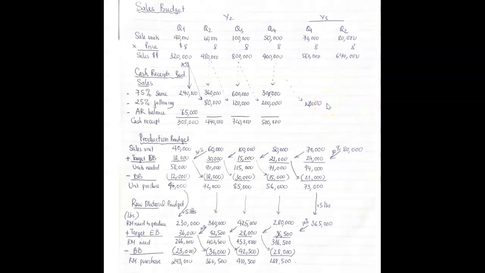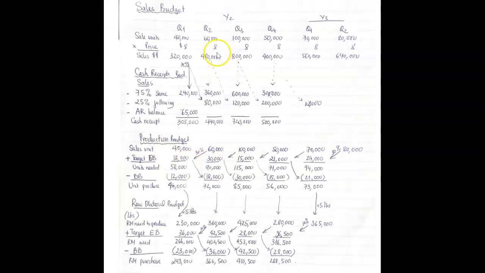Okay, this is Chica Company, and you have all the assumptions in your materials. I'm just going to look at the solution for it here. What's nice about this company is that it has a sales budget, then cash receipts, then your production to support your sales, and then the raw material budget to support production.